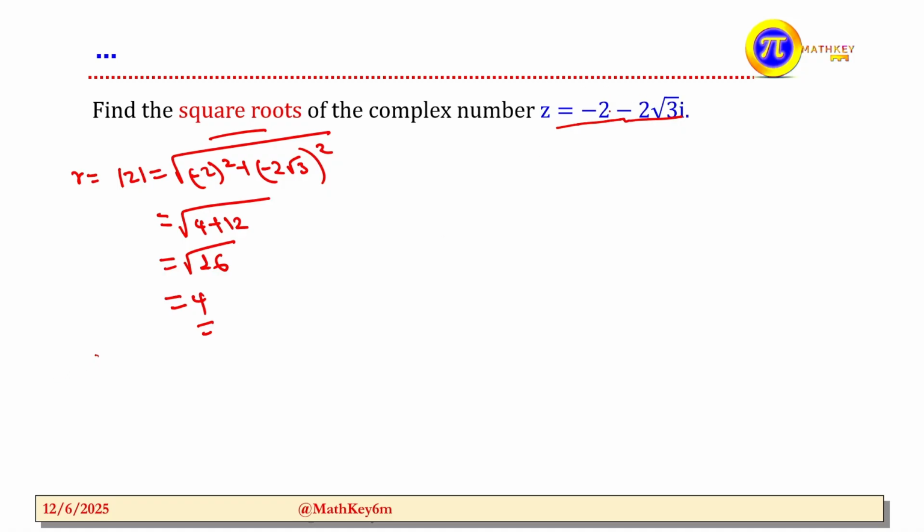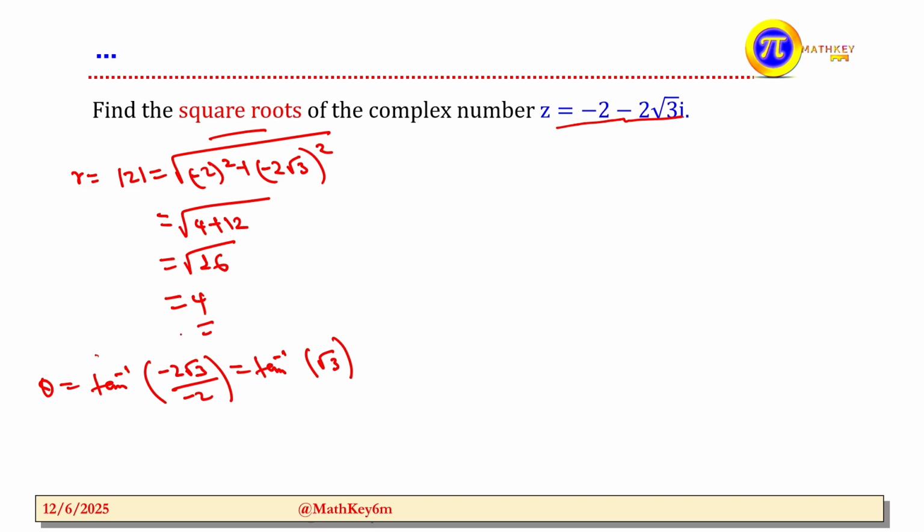After obtaining this, we are familiar that it lies at the third quadrant, that is, both parts are negative. Our theta is equal to tan inverse of the imaginary part, negative 2 root 3, divided by the real part, negative 2, which is tan inverse of root 3, as we did before. But since root 3 is positive, tan is positive in the first and third quadrants. Our x and y components, the real and imaginary parts, lie at the third quadrant.